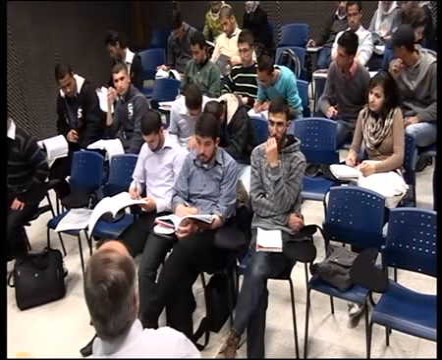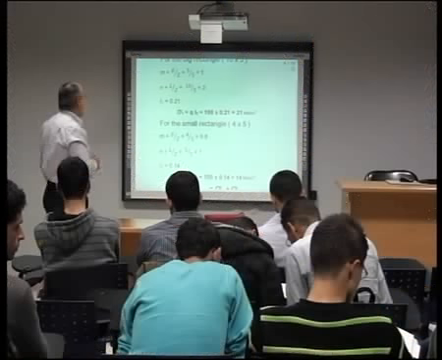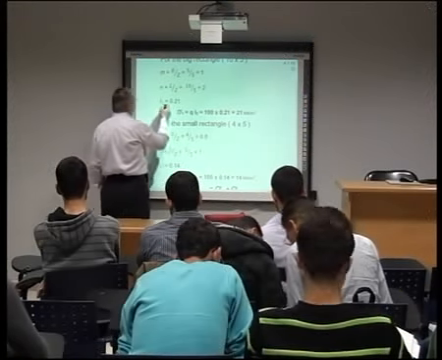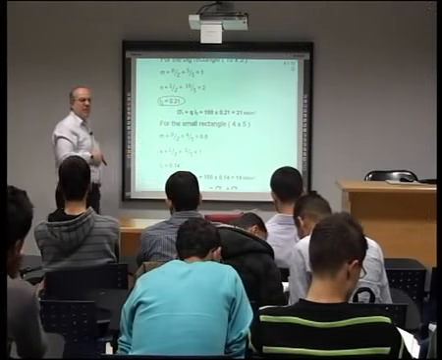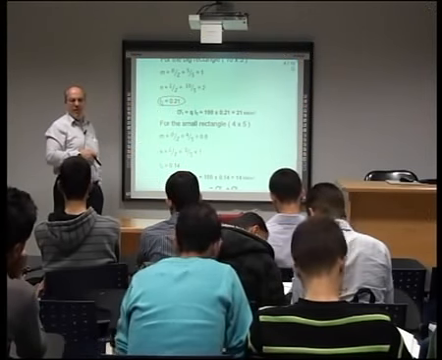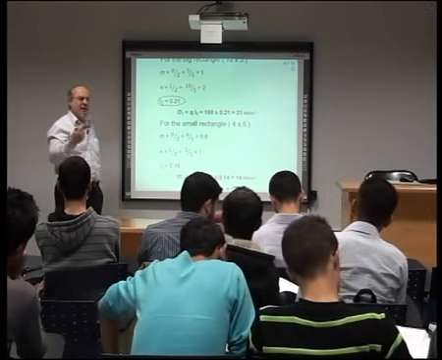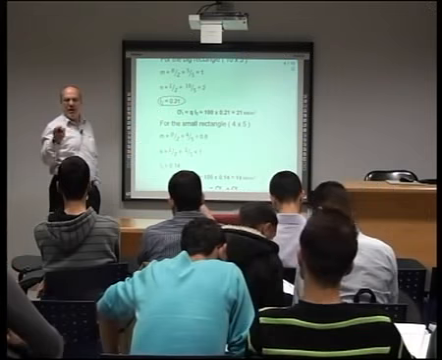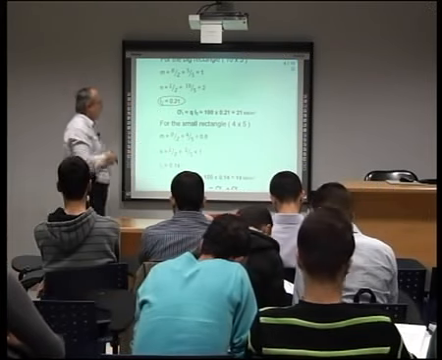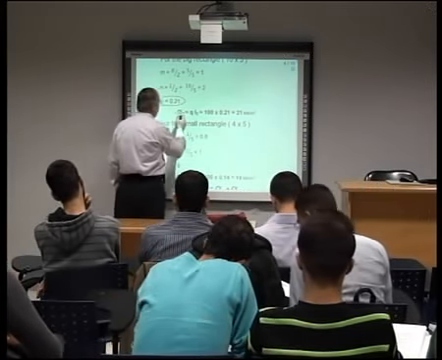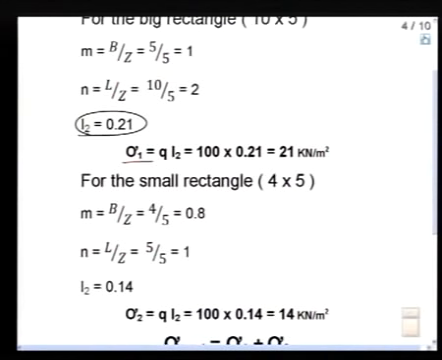0.205. Okay, we will not fight for this. It will be almost 0.21. Maybe 0.205, no problem. 0.215, no problem. 0.22, no problem. I know that it's not very easy, but we have to find the I2. Then we will use the equation: sigma from this rectangle equals Q by I2, which is 100 kilonewton per meter square multiplied by 0.21, equals 21 kilonewton per meter square.